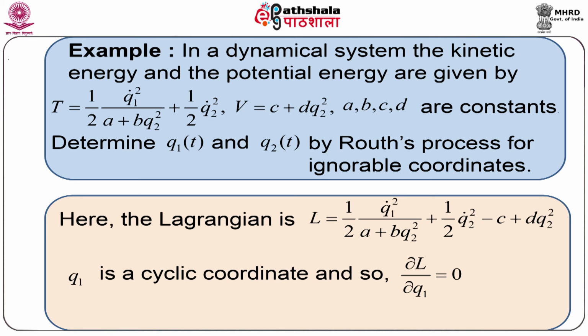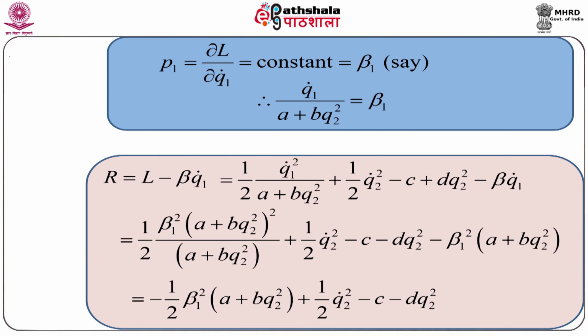As in the expression of the Lagrangian, q1 is absent but q1 dot is present, so q1 is a cyclic coordinate. Thus, del L by del q1 equal to 0. The generalized momentum corresponding to the coordinate q1 is p1 equal to del L by del q1 dot, which is constant as q1 is a cyclic coordinate.